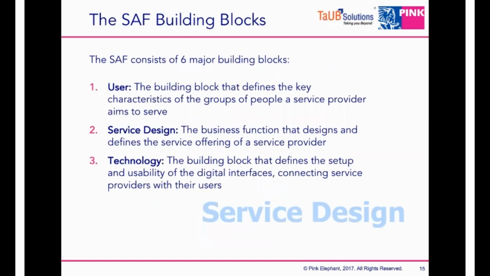So just as a very small recap, there are 6 main building blocks. The first is the user, and that defines the key characteristics of user groups that are using the services. The second building block is what we call service design. This is the business function that really defines the service offering of a provider. Here we're going to design the services.